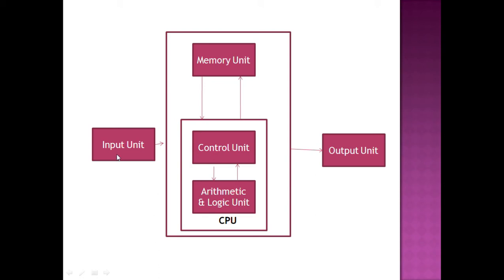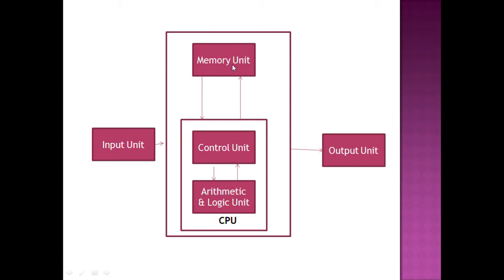Here we can see that the input unit is going to communicate either with my memory unit or with my CPU. This input unit cannot directly communicate with our output unit. It always has to communicate through our CPU, and only then can it go to the output unit. These arrows show how the communication is happening between each of the units of the computer.